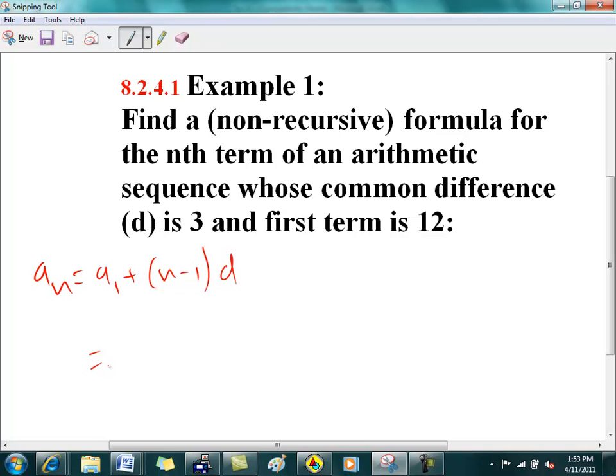Leo, what do you want to plug in? D is 3. So Sid's got one thing right. A1 is 12. And if you work this out, what do you get? 3n plus 9? Is everybody okay on that? So you should get 3n plus 9.